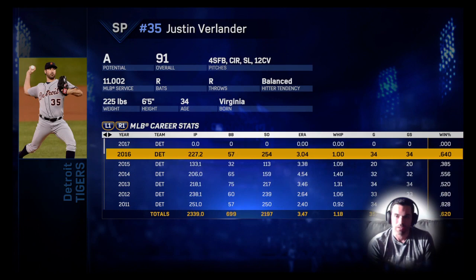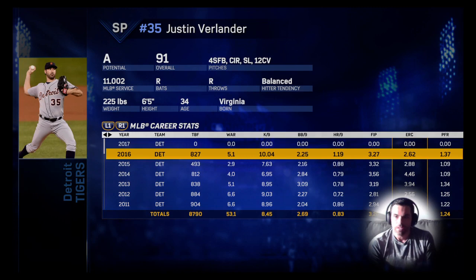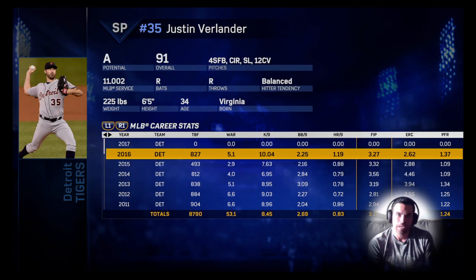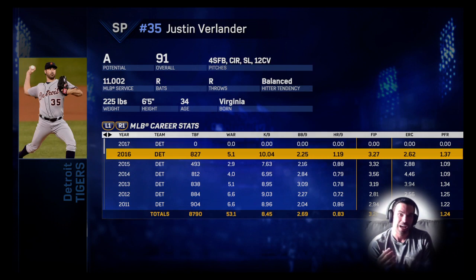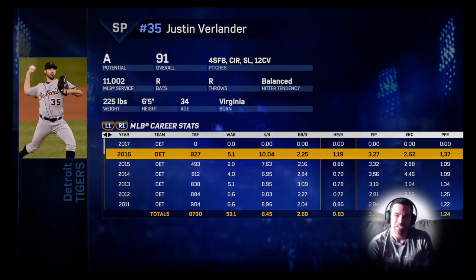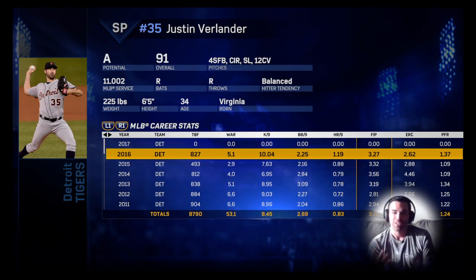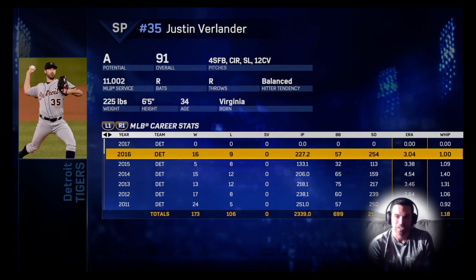So while we're here, we'll just keep looking at Verlander because there were some other stats I wanted to take a look at. These two stats here are really interesting. FIP stands for Fielding Independent Pitching, and it's pretty much exactly what it sounds like. It basically means, if you were to remove your defense and only grade a pitcher on the stats he can control, removing everyone else, what would his ERA look like? So 3.27, according to Fielding Independent Pitching. His ERA was 3.04.